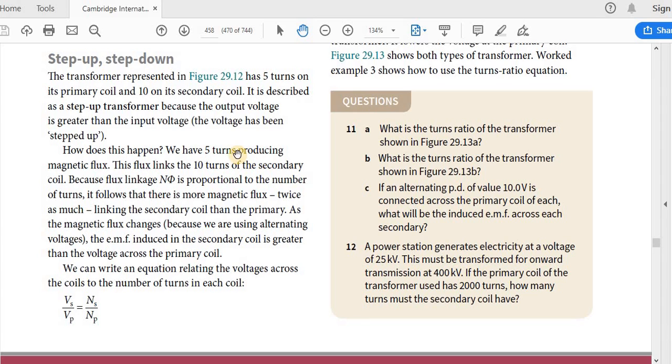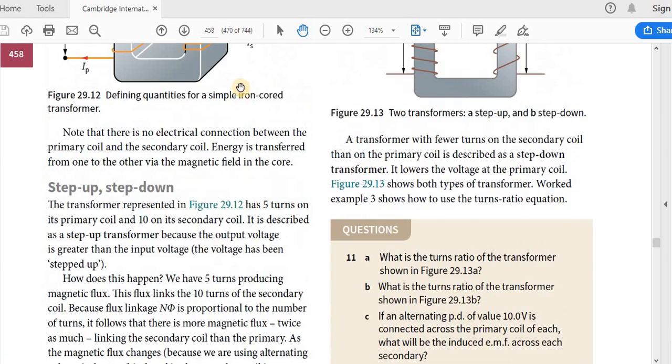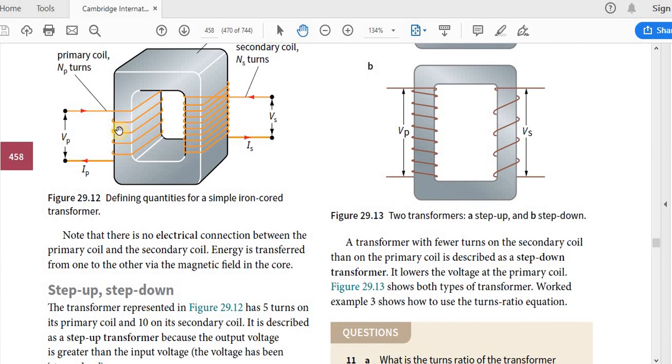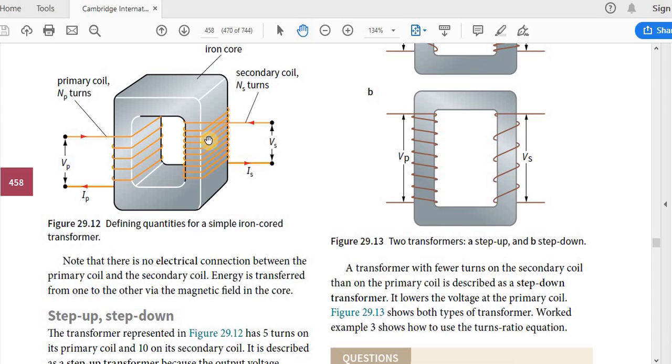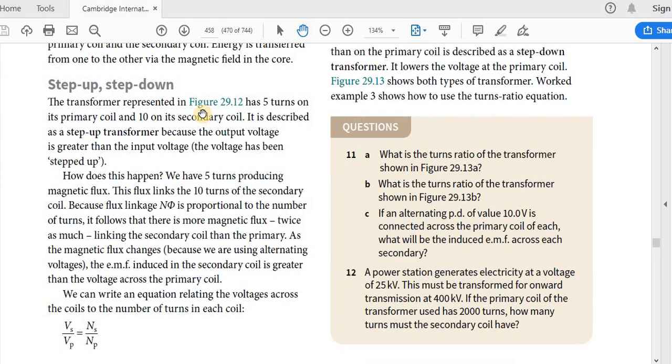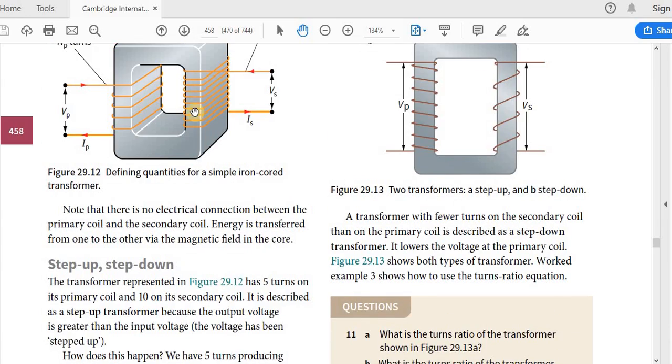Say we have 5 turns producing magnetic flux. Over here you can see 1, 2, 3, 4, 5. So there are 5 turns. Here you have 1, 2, 3, 4, 5, 6, 7, 8, 9, 10. Okay, there are 10 turns.